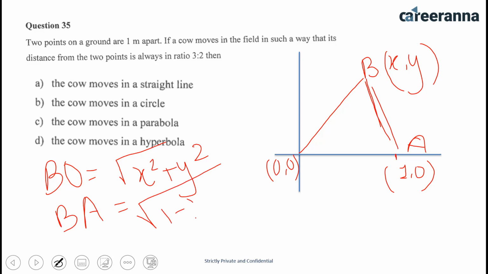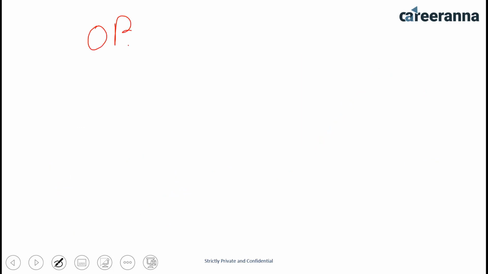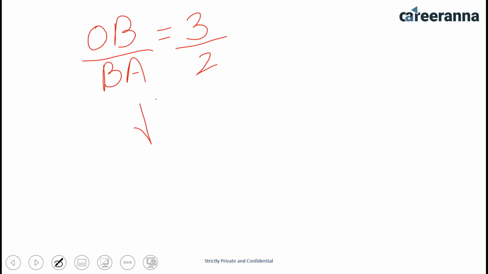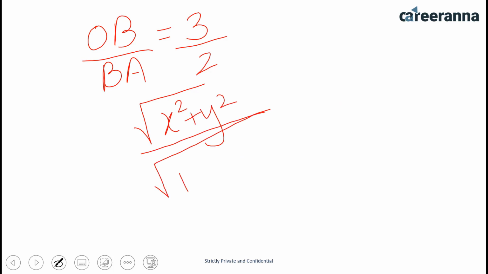This will be 1 minus x whole square plus y square, all in root. Now the question says OB is to BA is given to us as 3:2. Let's substitute the value, which is root of x square plus y square upon root of 1 minus x whole square plus y square, which will be equal to 3 upon 2.